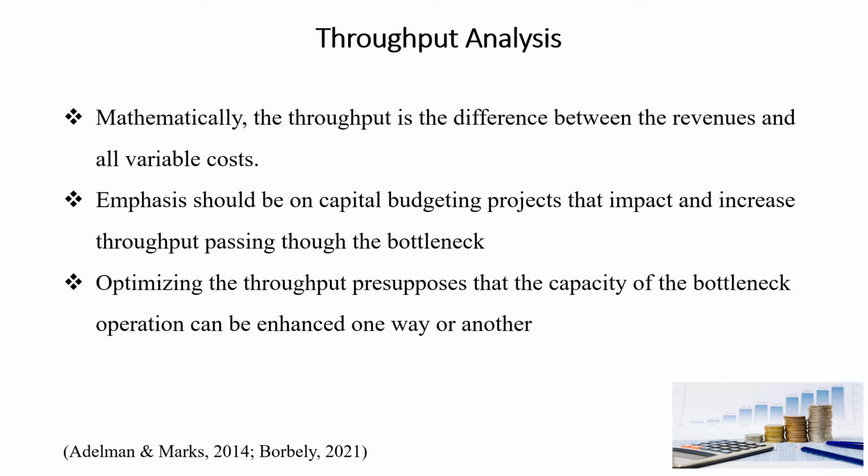Mathematically, the throughput is the difference between the revenues and all variable costs. Variable costs range from cost of consumables and cost of raw material to different costs that change with units produced. Emphasis should be on capital budgeting projects that impact and increase the throughput passing through the bottleneck. Optimizing the throughput presupposes that the capacity of the bottleneck operation can be enhanced one way or the other.